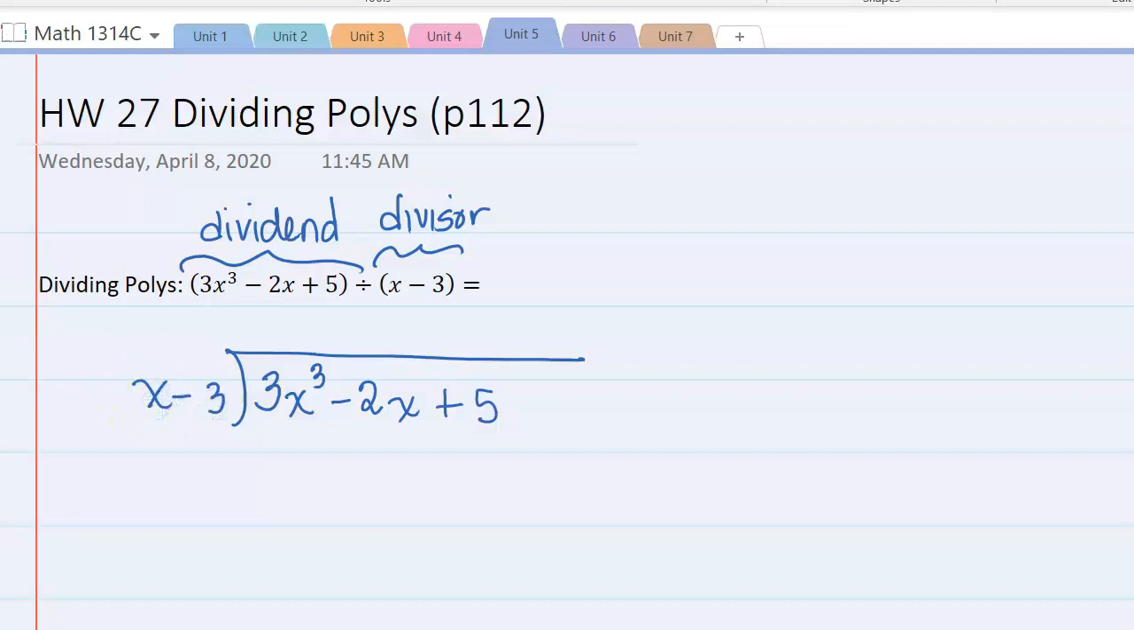When we're done, we will get our quotient. It's usually where we put it up here. That will equal our quotient. And if we have a remainder, we would actually add our remainder.